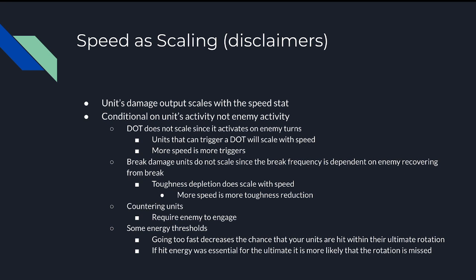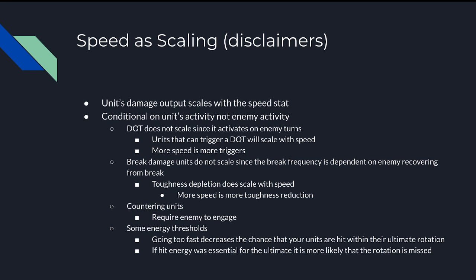Similarly, break units do not have as much impact with it because the break recovery time is dependent on the enemy's recovery time. The toughness shredding, though, is because that's the unit doing it. So more speed can increase toughness reduction, but recovering from that break is dependent on the enemy. Countering units require enemies to engage with them, so their damage output would not scale with their own speed because the damage actually comes from the enemy's aggression.